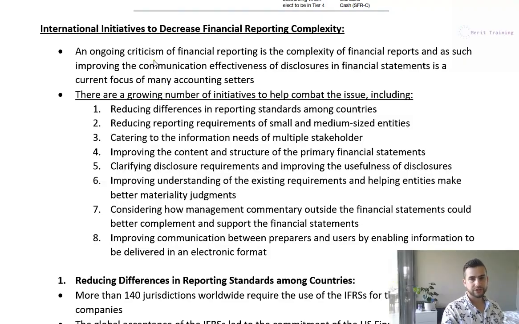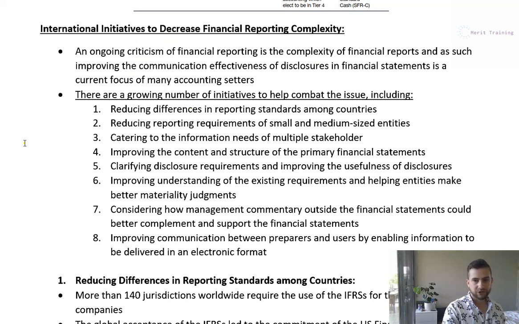One of the main criticisms of international financial reporting and international accounting standards is that it's incredibly complex. There are a lot of standards that you need to be aware of. Reading the standards is quite difficult sometimes because they can be quite specific, quite technical, and difficult to understand. There are different adaptations and things like that. So this is an ongoing criticism by the financial reporting community about the complexity of financial reports.